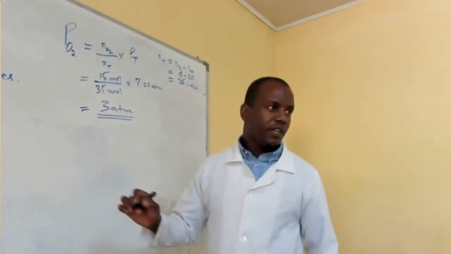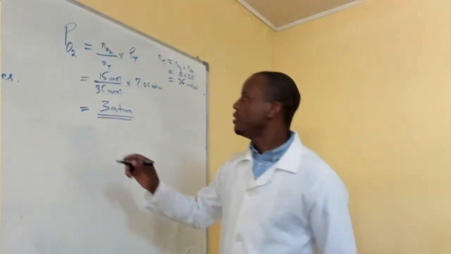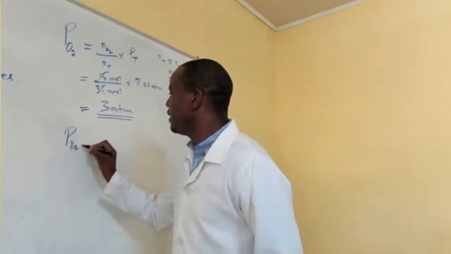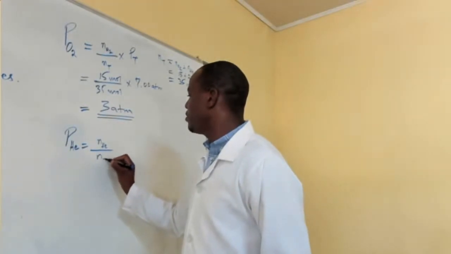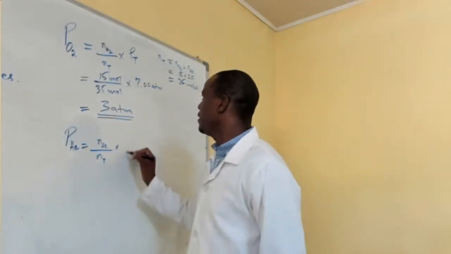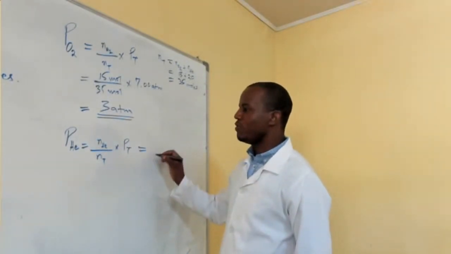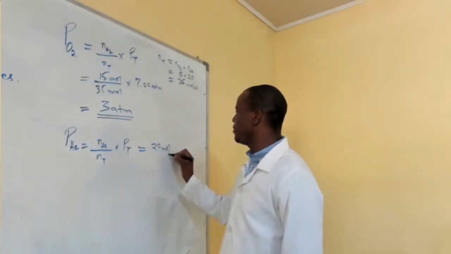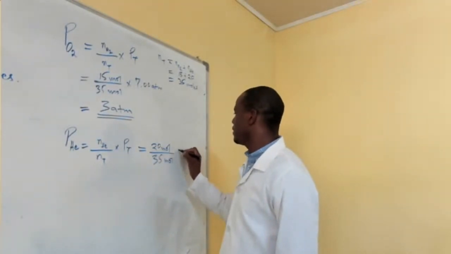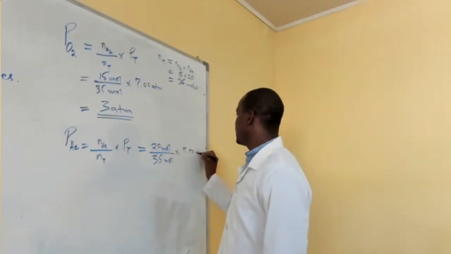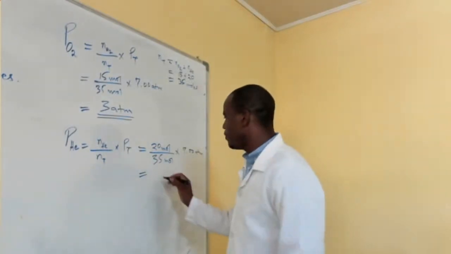Then the partial pressure of helium. The partial pressure of helium is equal to the number of moles of helium divided by the total number of moles within the mixture, multiplied by the total pressure in the mixture. So the number of moles of helium calculated is 20 moles, divided by the total number of moles, 35 moles, multiplied by 7.0 atmospheres given. Then what we get is 4 atmospheres.